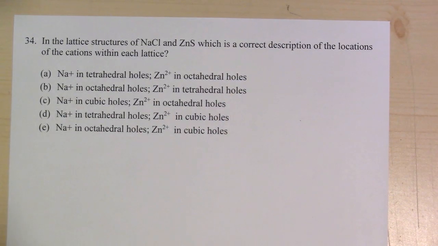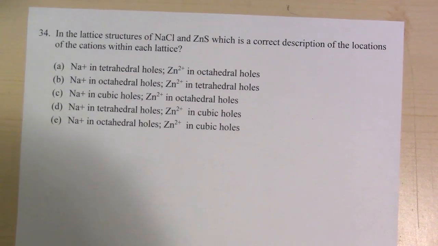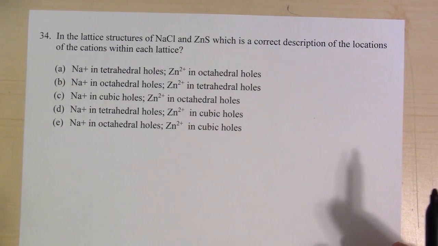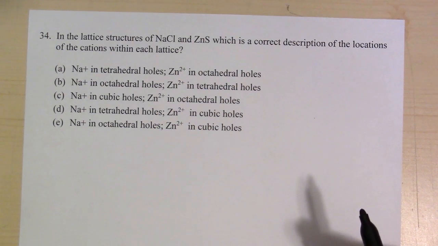In the lattice structures of sodium chloride and zinc sulfide, which is the correct description of the locations of the cations within each lattice? So each of these structures were shown in the PowerPoint slides from the lectures. It may also be helpful to know which types of ions match with which types of holes.